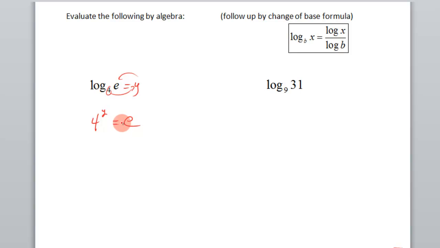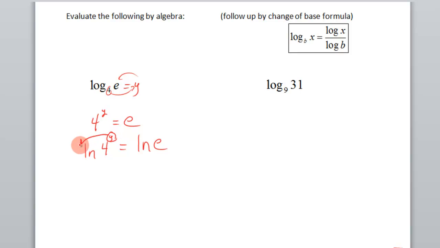So if I log both sides, I could choose base 10, which is totally fine, but I have an e in here, right? If I have an e, why don't I just choose the natural log like that? That's base e of 4 to the y. The reason being is because what happens here? What's the natural log of e? Yeah, that's just going to be 1. So that just makes things a little easier.